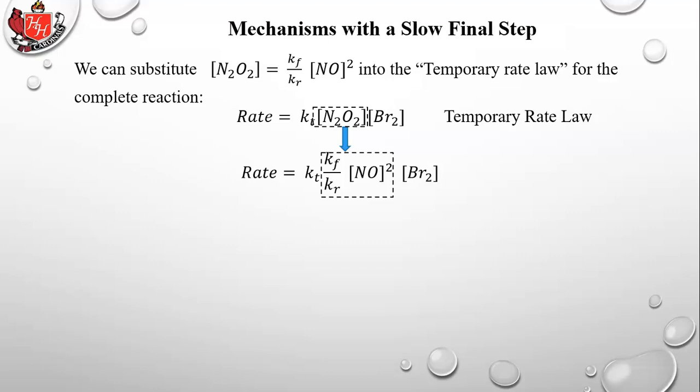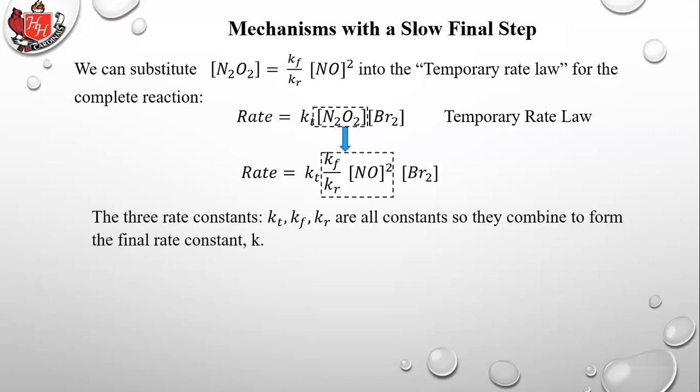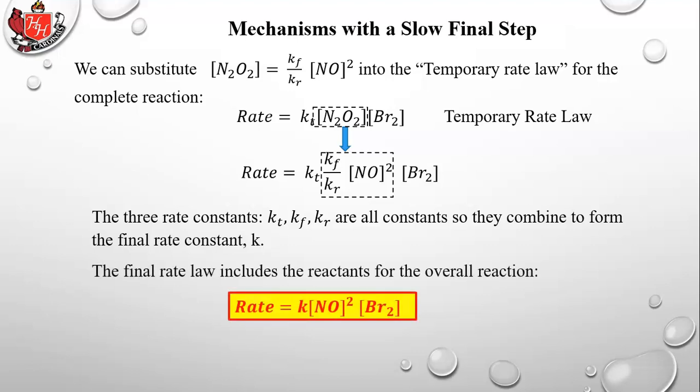So you can combine them into a single rate constant, which will be our final rate constant for our overall reaction. So the three rate constants, Kt, Kf, Kr, are all constants, so they can combine to form the final rate constant, K. So the final rate law includes the reactants for the overall reaction only. NO and Br2, those are the only reactants in the overall reaction, so that's our final rate law. Rate equals K, NO squared, Br2.